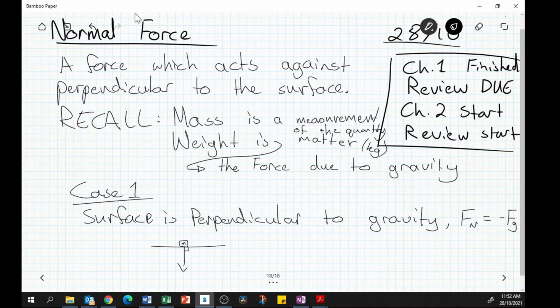On one condition, who knows the condition we need for this to be true? Fn is equal and opposite to Fg.